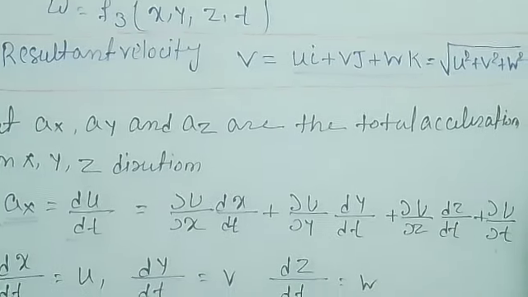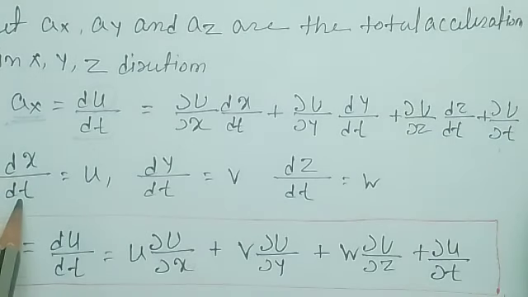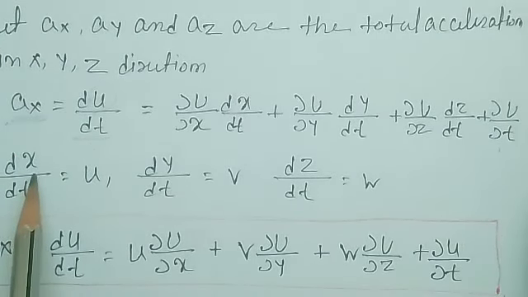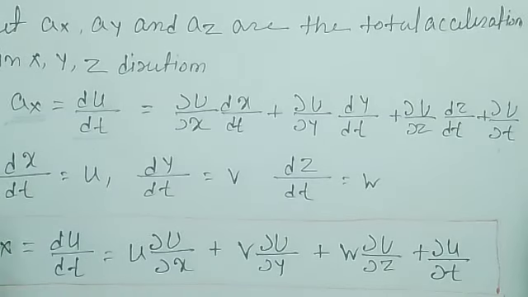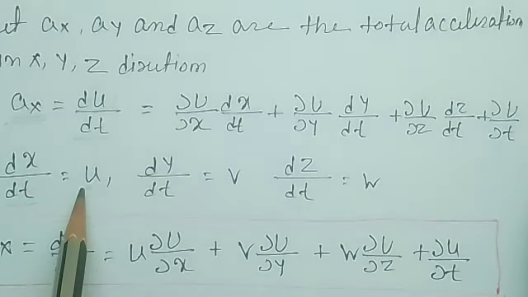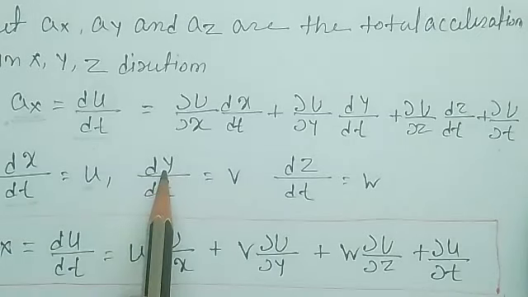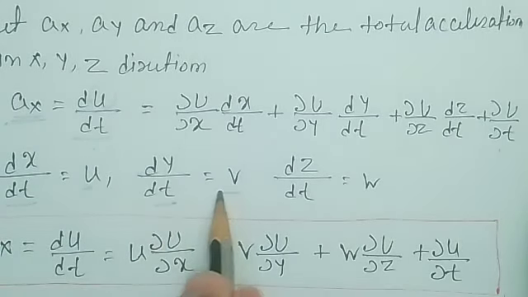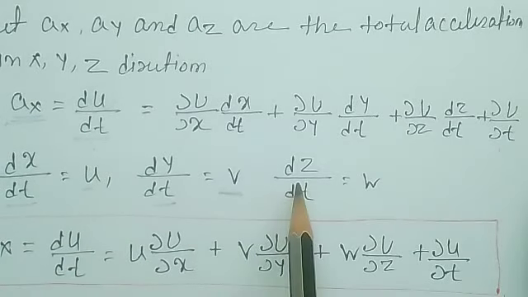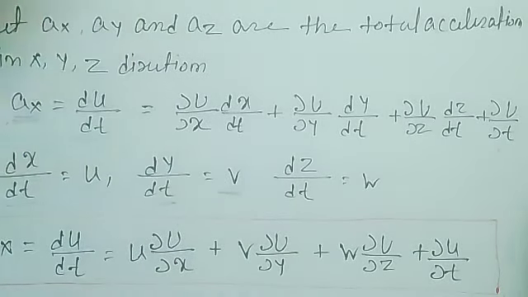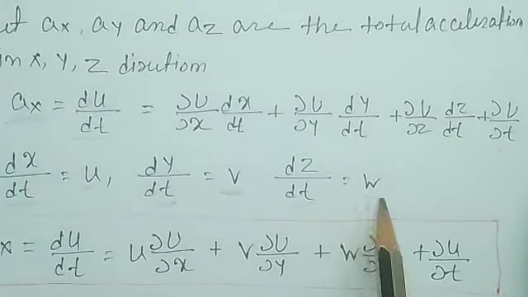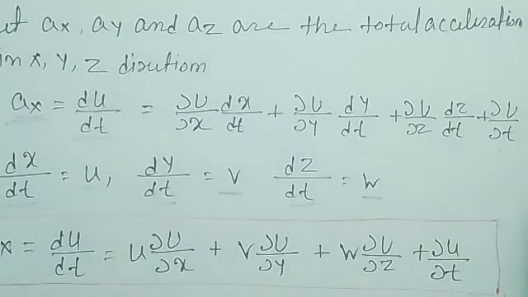So further, dx by dt means what? Rate of change of displacement is the velocity. So when you are differentiating the x direction with respect to time, you'll get the velocity in x direction, that is u. When you are differentiating the y direction position with respect to time, you'll get the velocity in y direction, which is v. And when you are differentiating the position in z direction with respect to time, you'll get the velocity in z direction, which is nothing but the w.